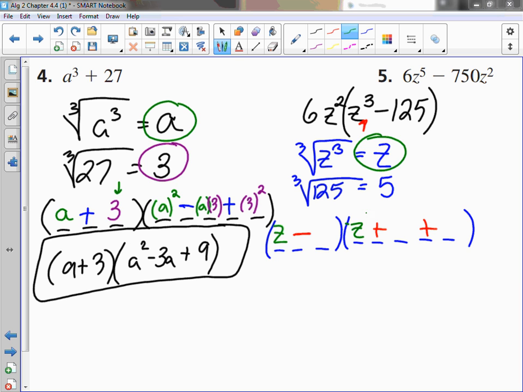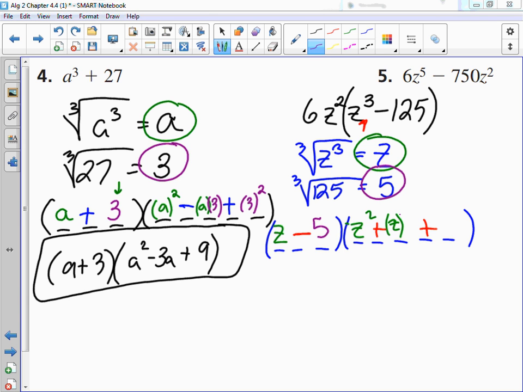Here, z squared. And then z. Now our b would be 5. So we'd have 5, nothing, 5 in the middle, and 5 squared.